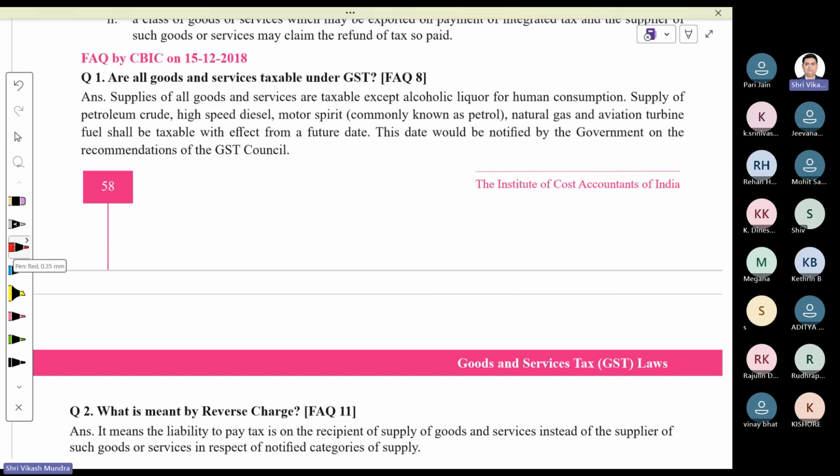Suppose I bought raw material A and raw material B. On both of these products, I paid GST of rupees 1 lakh. By using these products, I manufactured product C and product D.